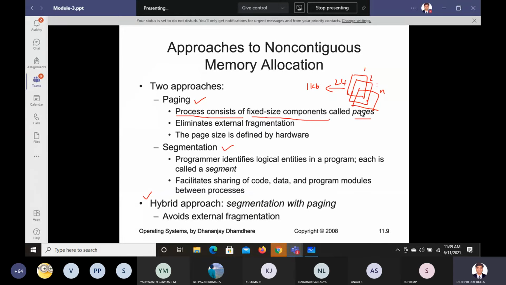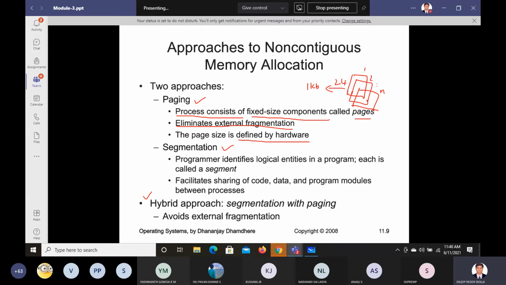Each frame will be of fixed size. That's called a page, same as what we use in normal day-to-day life. Next one: it eliminates external fragmentation. Using this, we are able to eliminate the external fragmentation part. We have seen external fragmentation and internal fragmentation, right? The page size is defined by hardware. The hardware we have is going to decide the page size. What hardware we are going to use decides this.